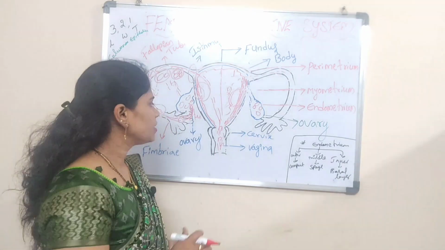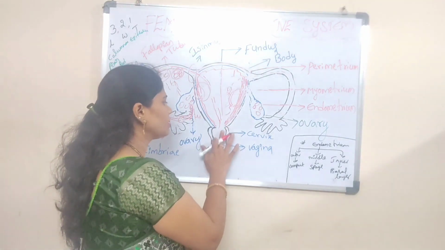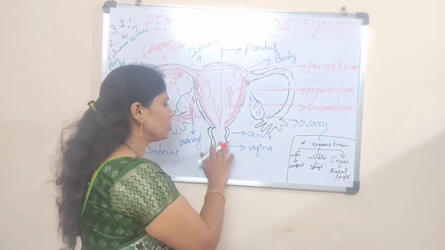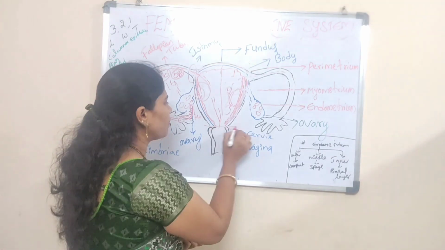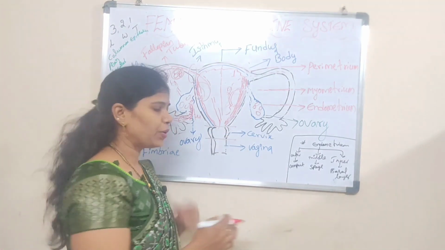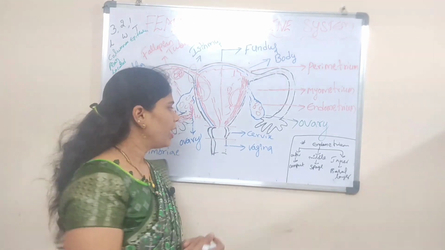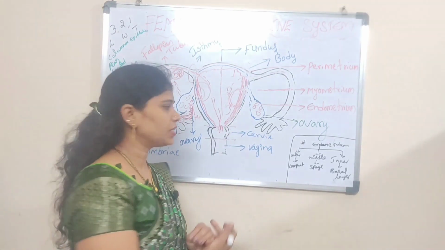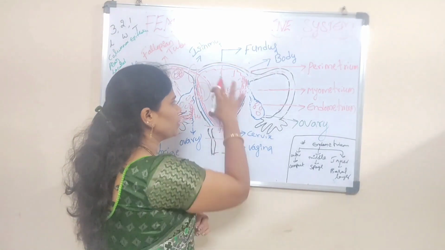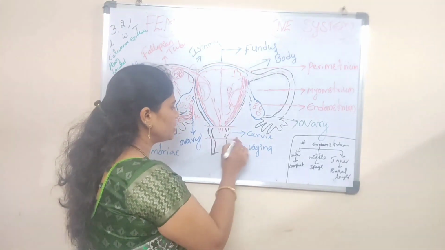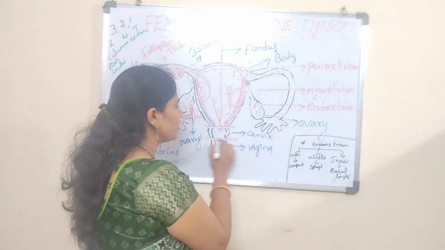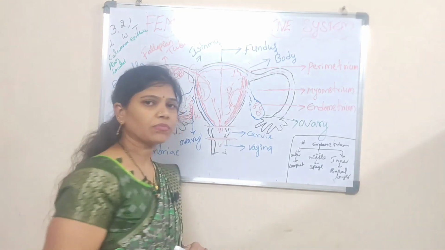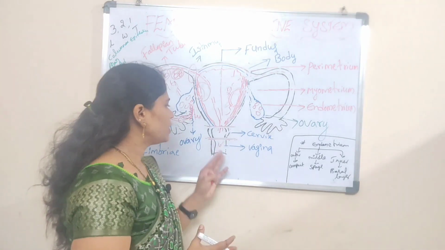And next we will discuss the cervix. The cervix is also made up of muscles, and it has two parts, the endocervix and the exocervix. The endocervix is the part present inside, having connection to the uterine body, and the exocervix is outside, having connection to the vagina. And next is the vagina.